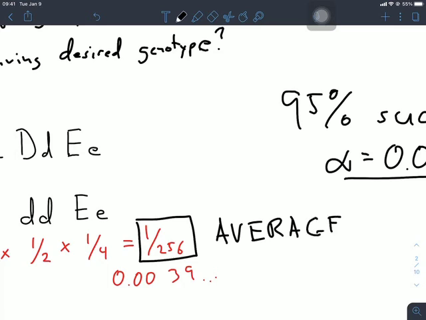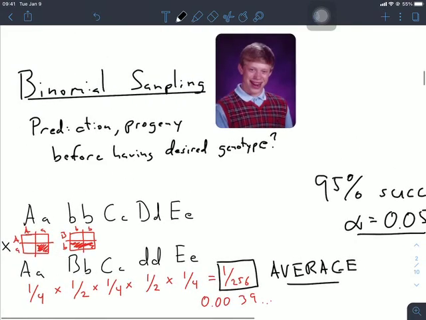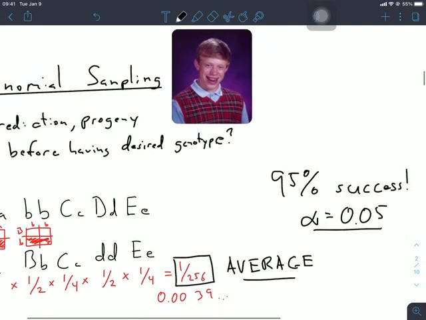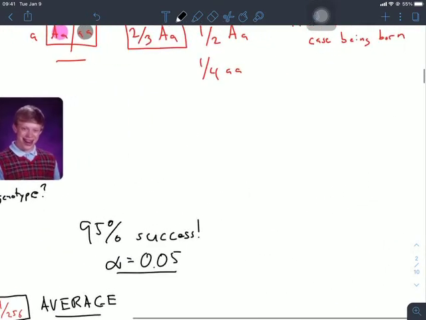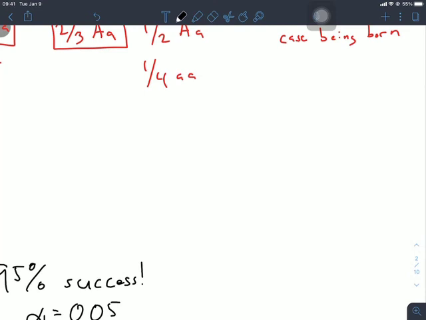It doesn't actually report to you the number of progeny because, like our friend Bad Luck Brian, if you produced only 256 progeny from this cross here, with some bad luck, you might not produce a single individual with all lowercase letters at their genotypes. In order to get an actual expectation of the ratio, or the number of progeny we need to have, we need to look at something called the binomial distribution.